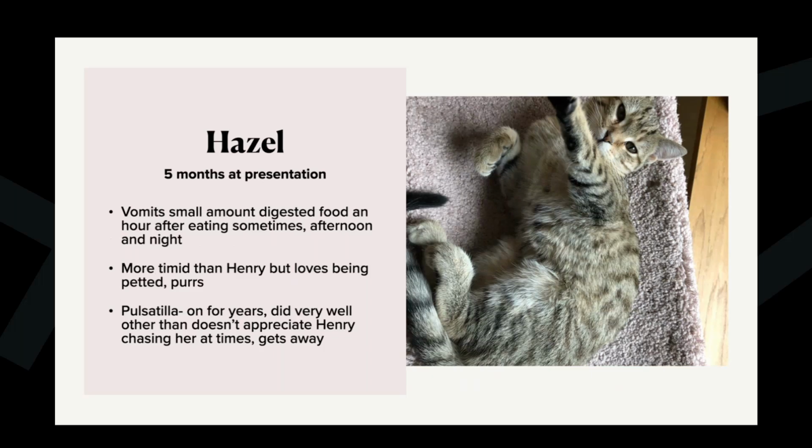Hazel, also 5 months at presentation, she was vomiting a small amount of digested food an hour after eating sometimes in the afternoons and evenings. She's more timid than Henry, but loves being petted and purrs, loves going to the screen porch, the open air. Tim had mentioned pulsatilla. The open air is a big deal, and their symptoms go up and down, and they're very sweet and lovey generally, although they can have a little bit of a harder side sometimes, but they're not hard.